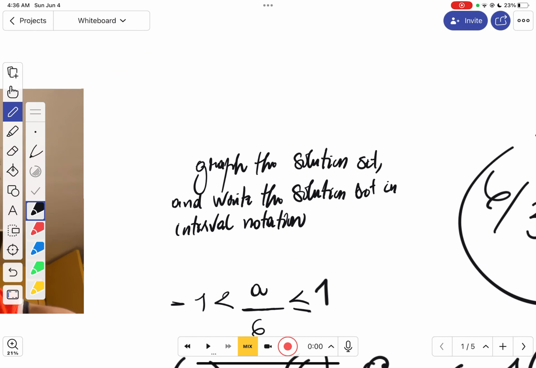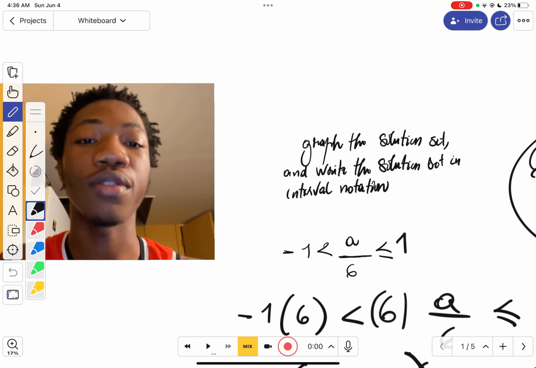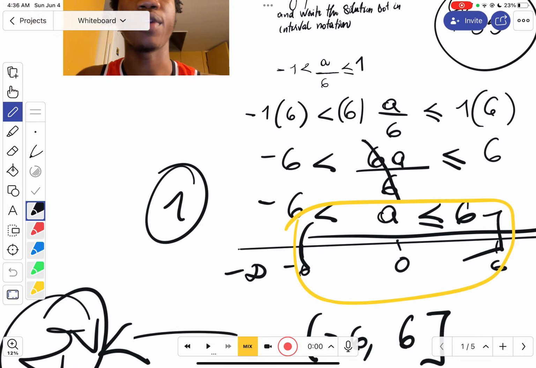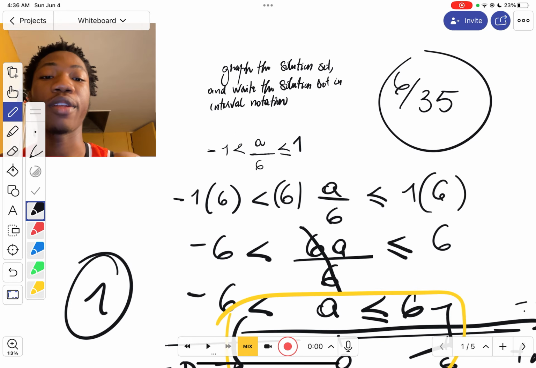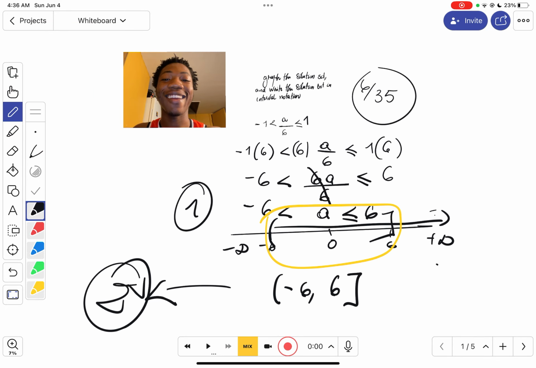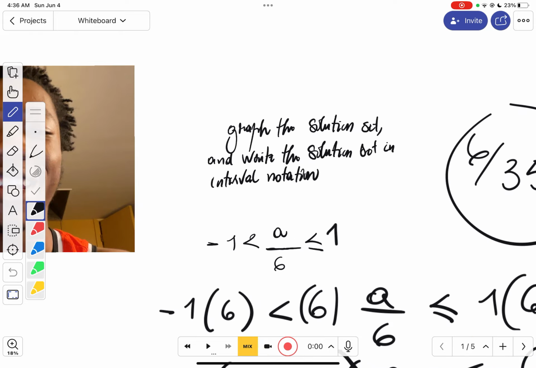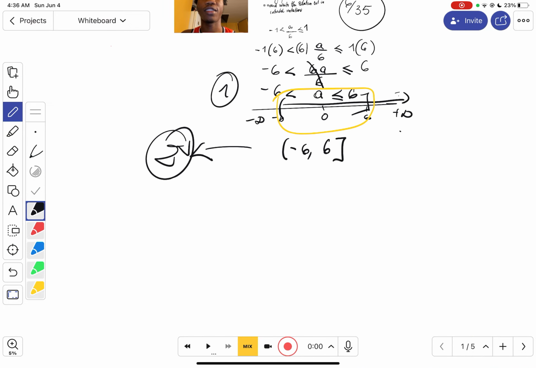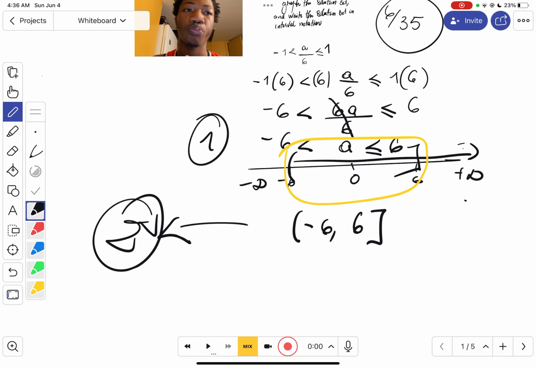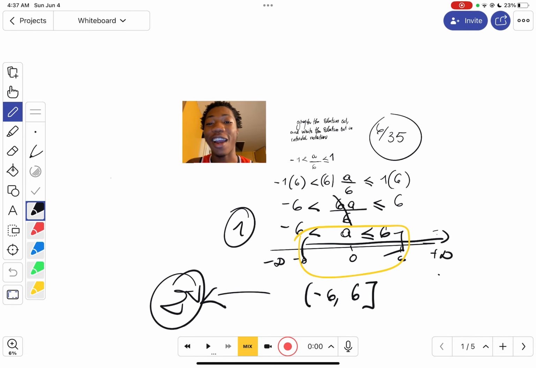So we have the problem. They told us to graph the solution set. That's what we did. We graphed the solution set, but before graphing it, we actually needed to solve it. And to solve it, we did all that. And then we wrote the solution set in interval notation, which is this notation. Easy peasy. So I hope that was really clear.